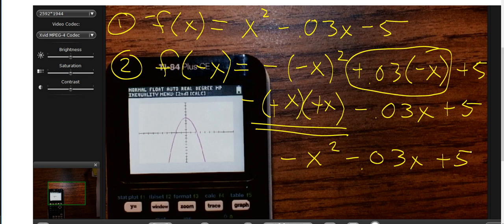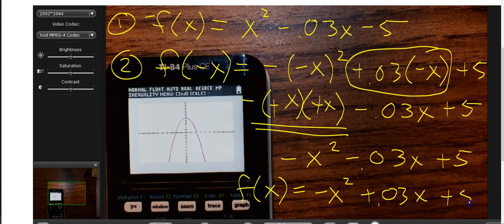Did we get the original? Remember the original one was negative x squared plus 0.03x plus 5. Did we get the original? We did not get the original one. Pay attention to those signs very carefully. It does not match. Did we get the same as the opposite? No, it did not match. See, if you look at that picture, you're going to bite on even. And then we got you.